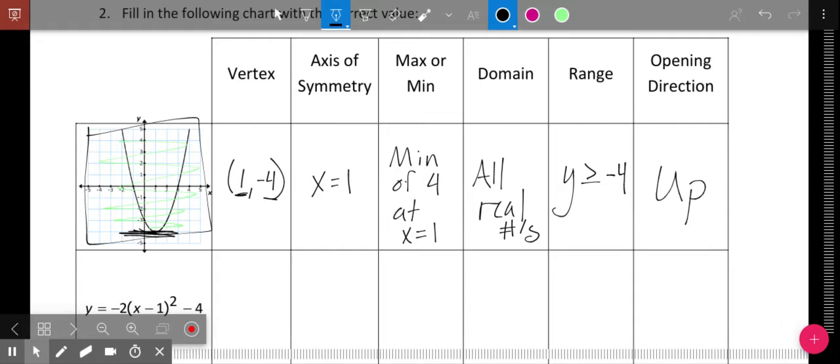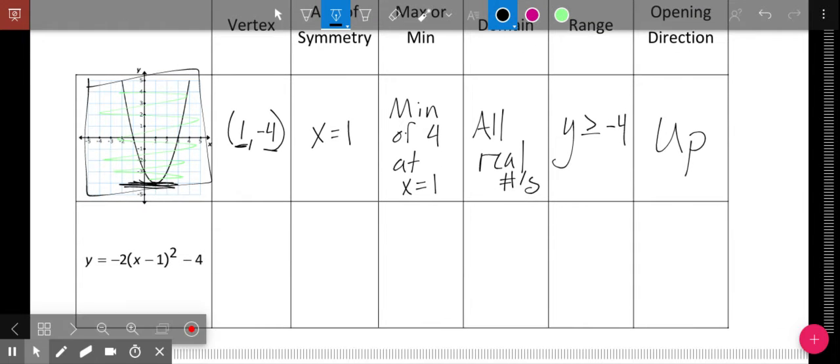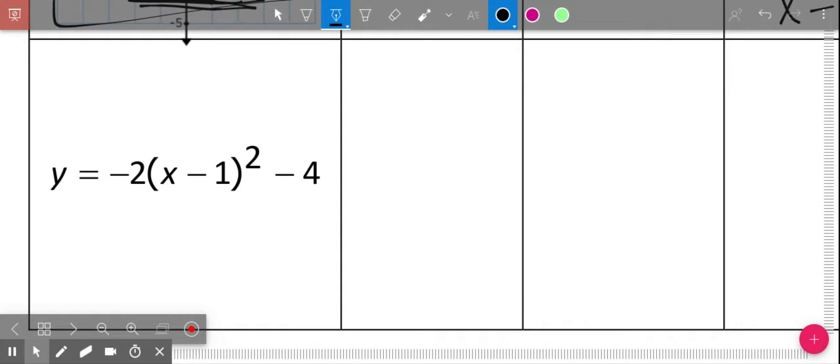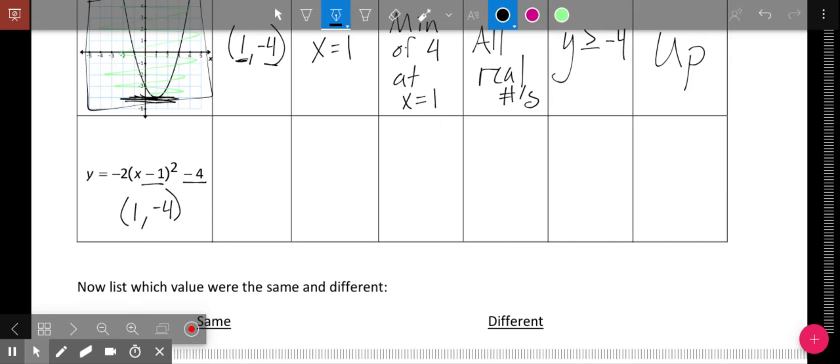So now we can find that same exact information from our vertex form equation, because we know how to find our vertex from this now. It's just our h and our k. Well, h lies and k tells the truth. So we're going to do the opposite of what h is. So 1, -4. Okay, so that's my vertex right there.